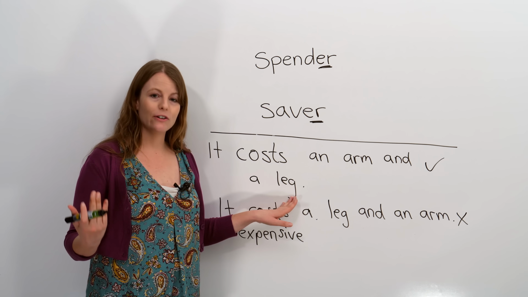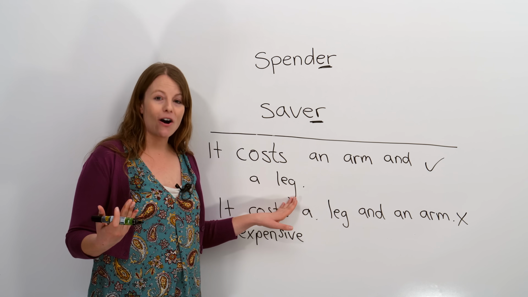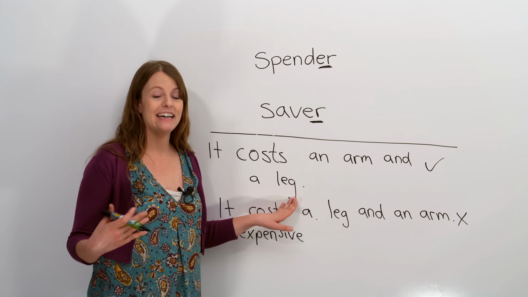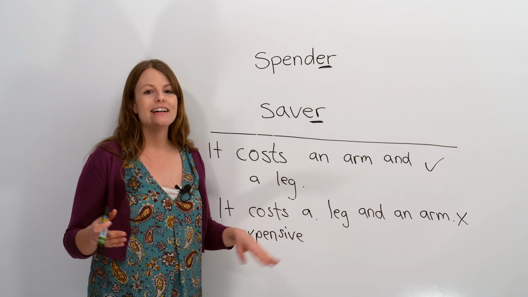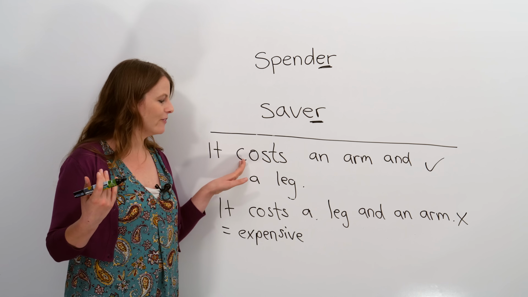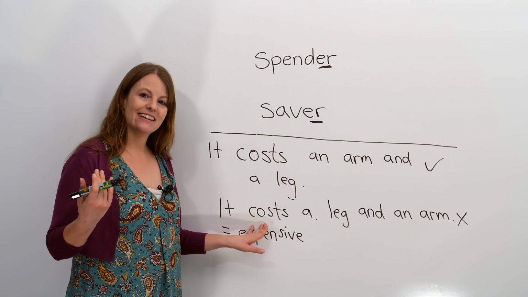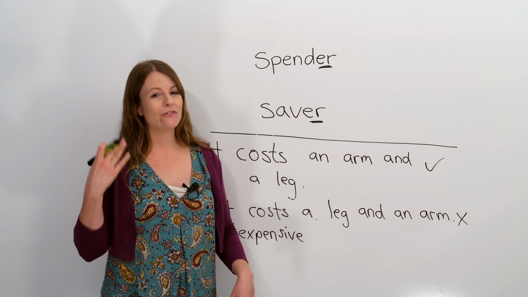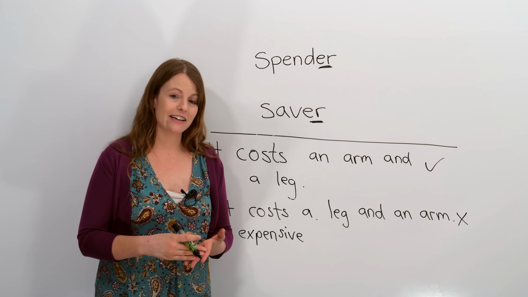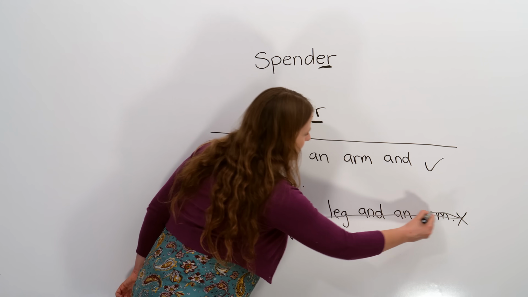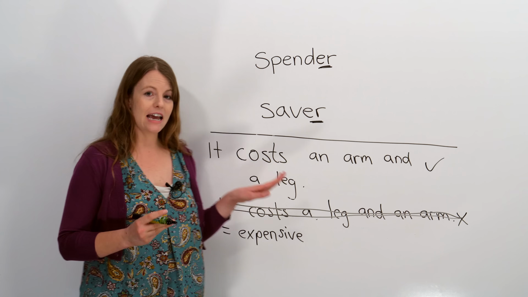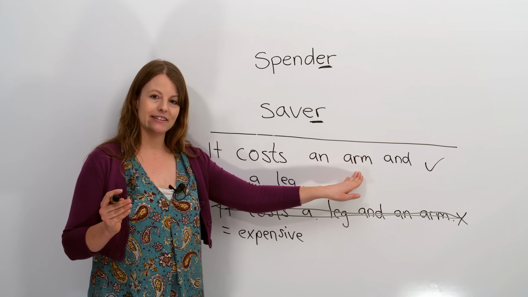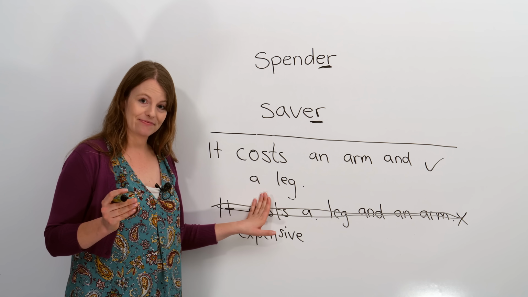When I went to university, it cost me an arm and a leg. That means university cost a lot of money. It was very expensive. Now, sometimes I hear learners try to use this, but they actually make a mistake. They say it costs a leg and an arm. So that sounds very strange to a native speaker of English. So this is not correct. If you use this expression, be careful to say arm first, leg second.